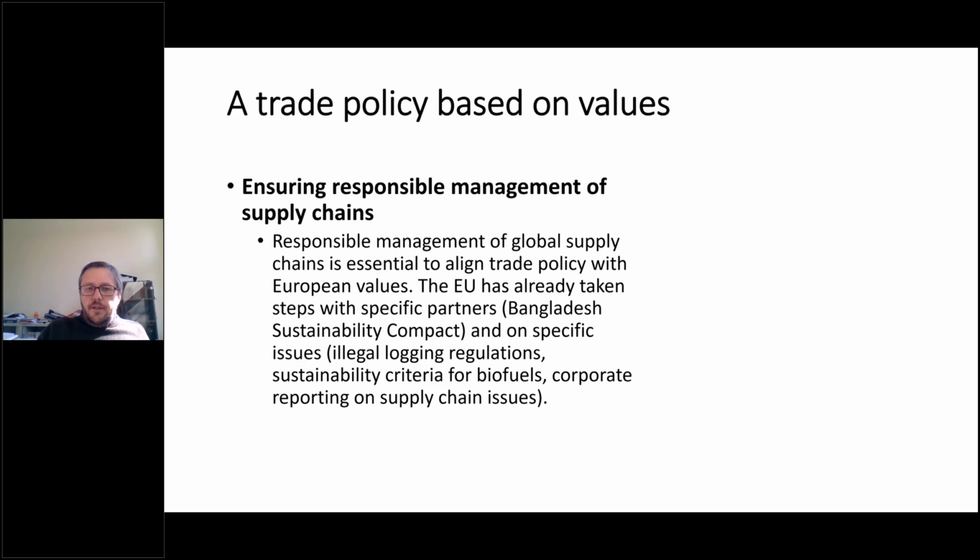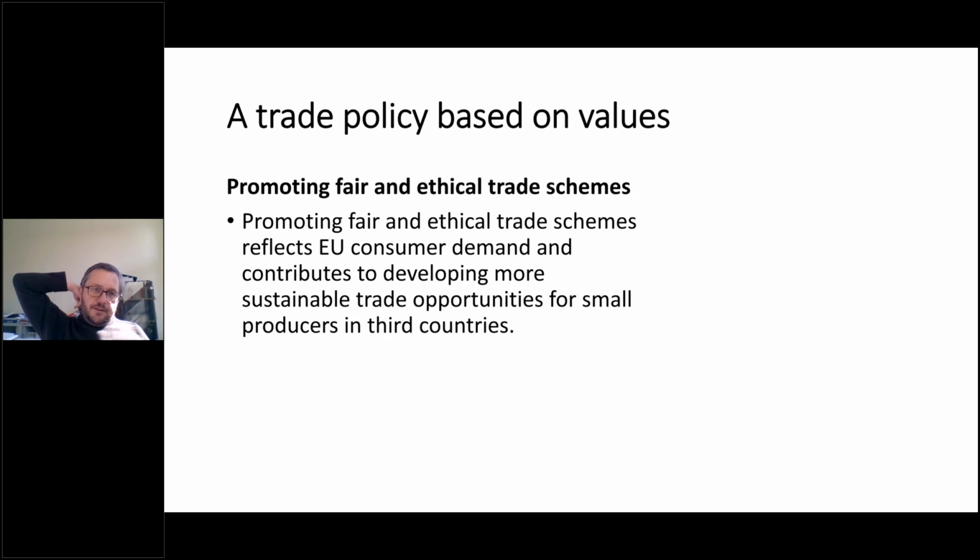Then a fourth element is to promote fair and ethical trade schemes. And if you remember well the lecture by Charlene on voluntary sustainability standards, there are many of those currently operating. And the EU sees them as a potential tool, let's say a non-governmental tool, to make value chains and supply chains far more sustainable. And in different ways, they promote these fair and ethical trading schemes through trade agreements, through all types of different actions.